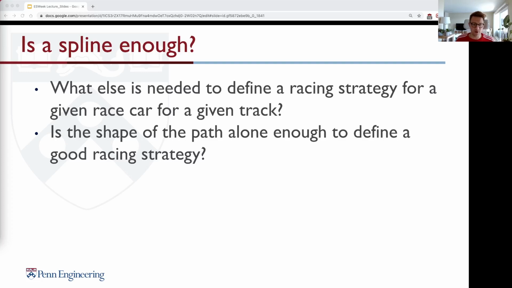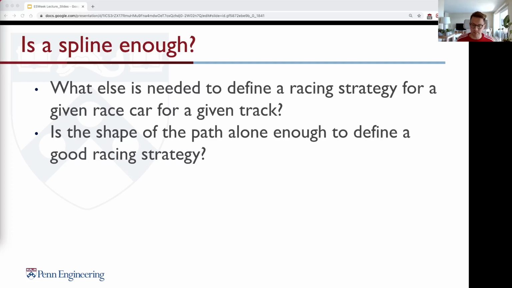So, first of all, what is needed to actually define our race line or our racing strategy for a given track? So what do you guys think? Do you think it's enough to define a spline? Do you think it's enough to define a path like the X and Y positions around the racetrack? Do you think that this is enough to actually race fast? The answer is no, because we need not only the X and Y positions, we need also the velocity profile.